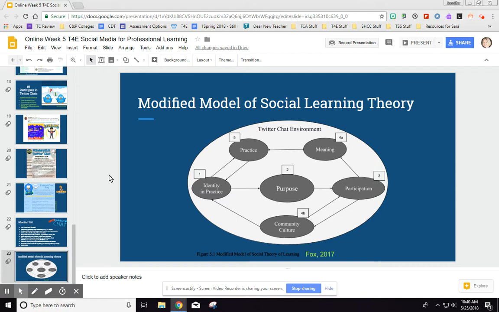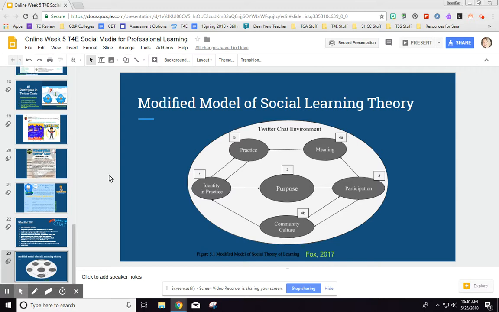I did want to reference this modified model of social learning theory. This is from my dissertation. I created this because I saw the value of Twitter chats as a means of social learning, but there are also some things that make it different in a Twitter chat environment because of the structured questions and the norms of the group.